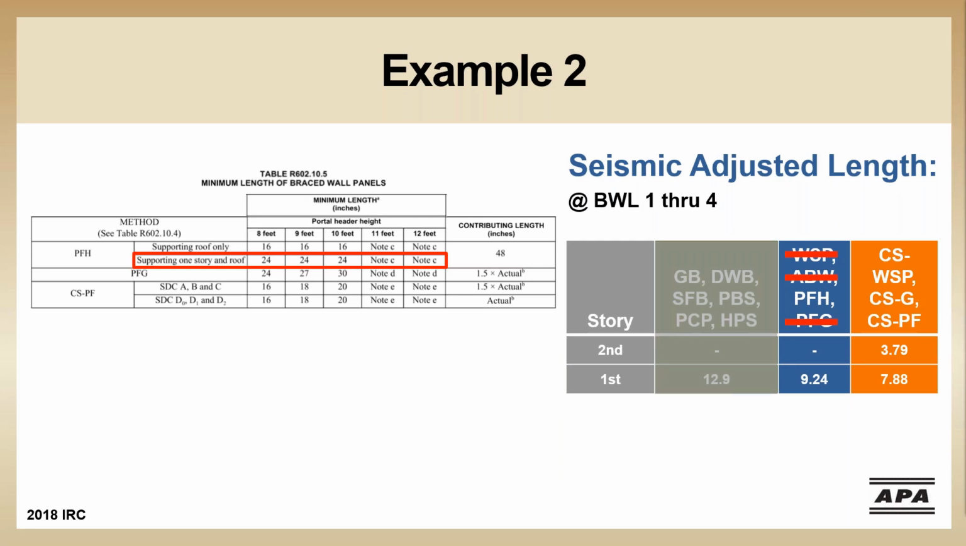Our last intermittent method left is PFH. This method only requires 24 inches and it counts as 48 inches. Now, unfortunately, that only gives us 8 feet, and we're looking for over 9 feet of contributing wall length. So unfortunately, all 3 of the remaining continuous sheathed methods are only going to allow us to take the actual length of braced wall panel, and that only amounts to 4 foot 8 inches along this first braced wall line that we're looking at. And that's going to be far less than the 7.88 feet that's required.